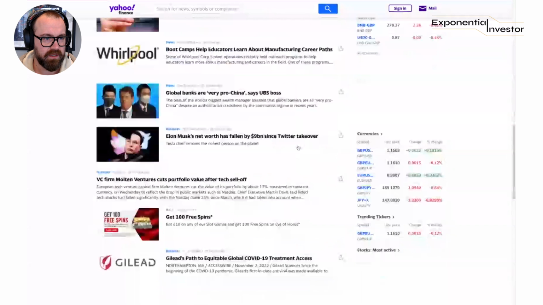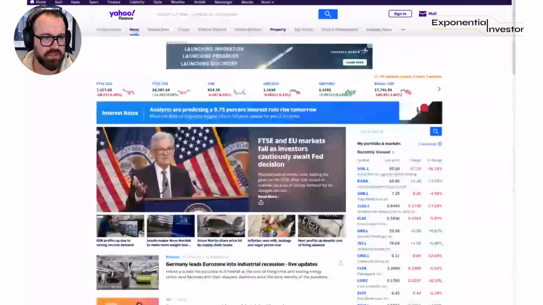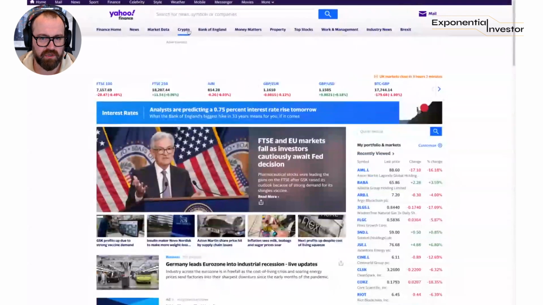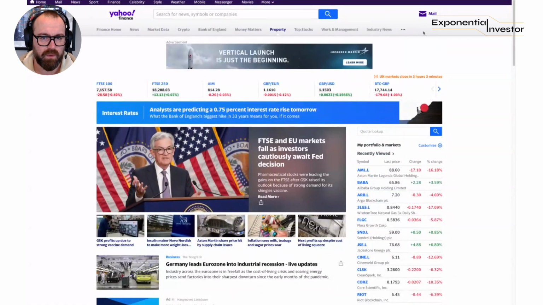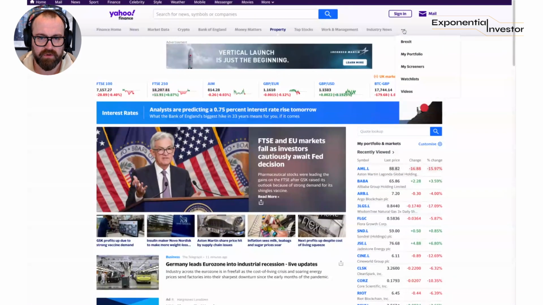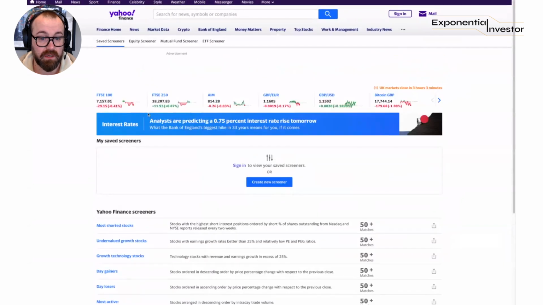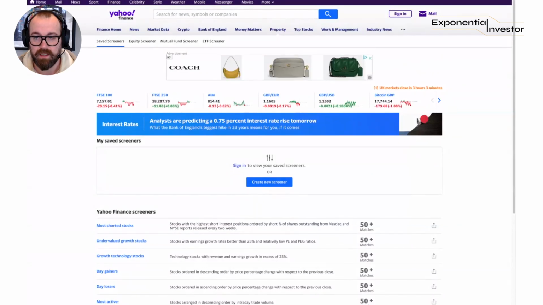And they've got the finance home site, they've got news, market data. There's a whole section on crypto. There's a whole section on Brexit. Loads of stuff for everyone. What you'll also find is over the side here, there's three little dots, little buttons. And if you go down to the My Screeners section, this is where we want to jump into today, because the My Screeners section is a really useful tool to find stocks. It's as simple as that.